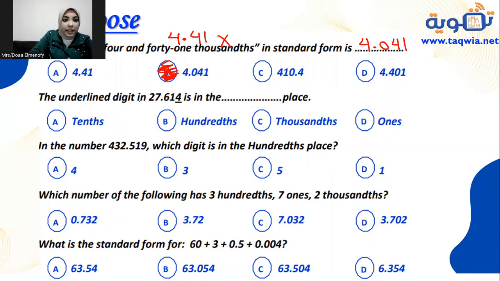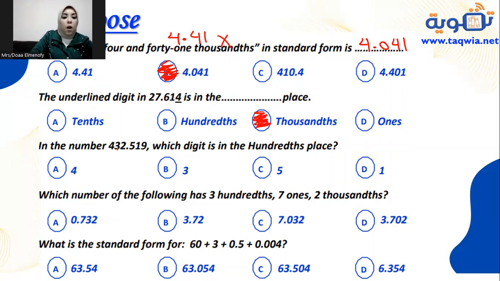Okay, the underlined digit in 27.614, in which place is it? Let's remember again how we can find the correct place. Here is the decimal point. The first digit after the decimal point to the right is tenths, the next is hundredths, and this is in what? In the thousandths place. So this is in the thousandths place.